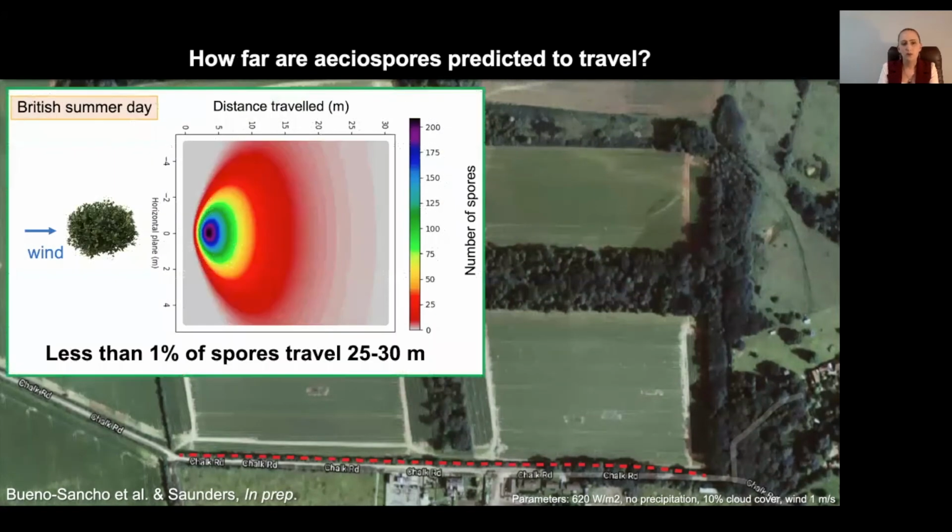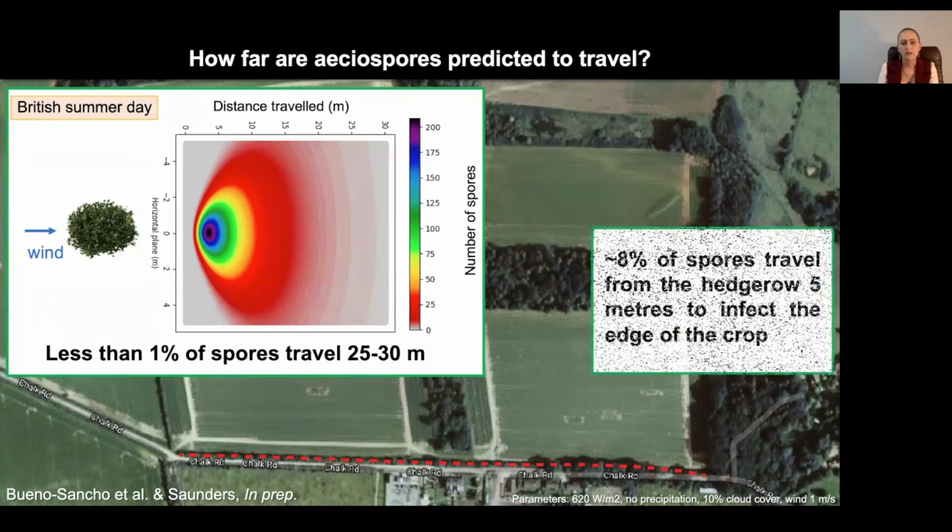And so then she could employ Gaussian plume modeling with all the information she gained on the number of aeciospores that are created within these aecia and how they're getting released. And she was able to show that around 1% of the spores could actually be released and travel around 25 to 30 meters. And then she looked at that 5 meter distance that was allowing the pathogen to get to the edge of the crop. And she showed around 8% of spores could travel just that 5 meters that was needed to start an infection in the crop.